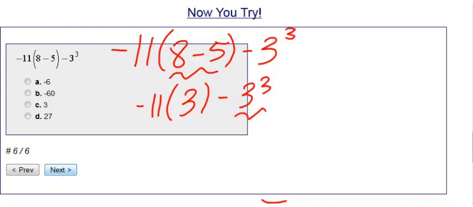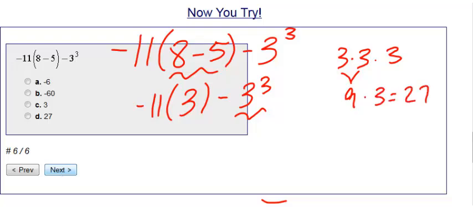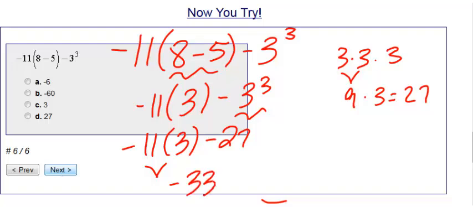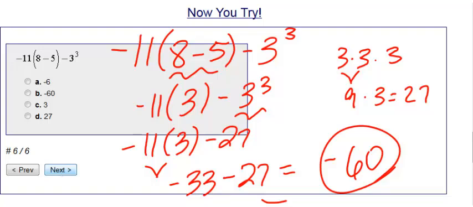So I'm doing this exponent. 3 times 3 times 3. 3 times 3 is 9. Times another 3 is 27. So I have negative 11 times 3 minus a 27. Then multiplication we do next. So negative 11 times 3 is a negative 33. And I still have minus 27. So negative 33 minus a 27 is a negative 60, which is choice B.